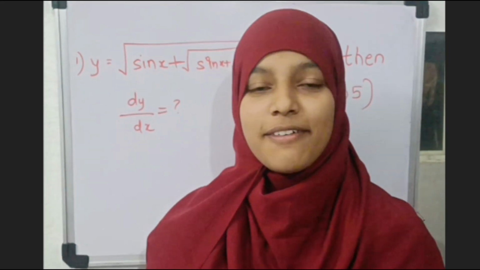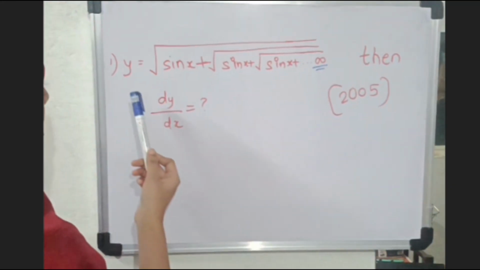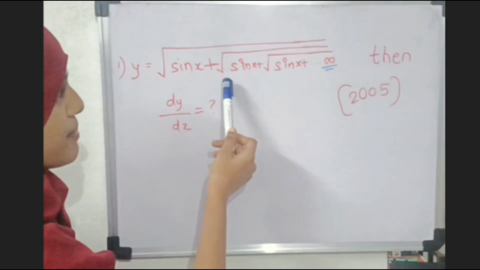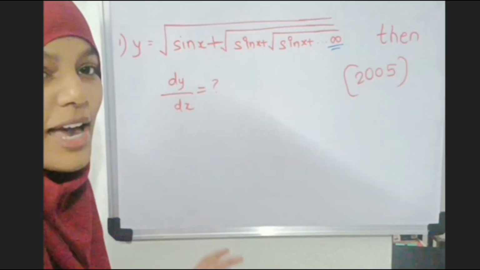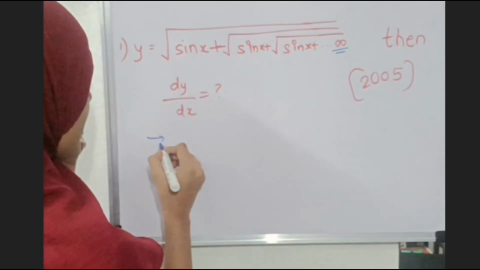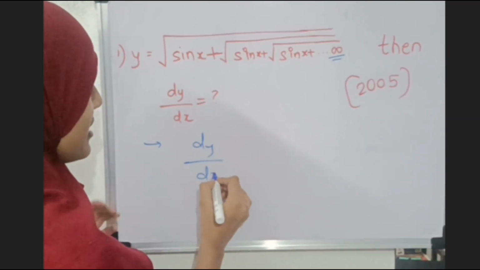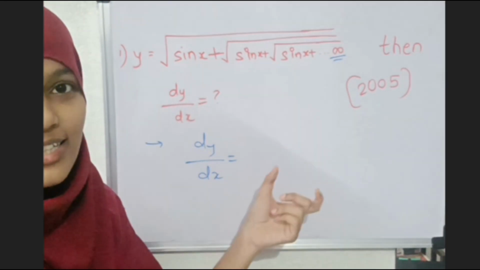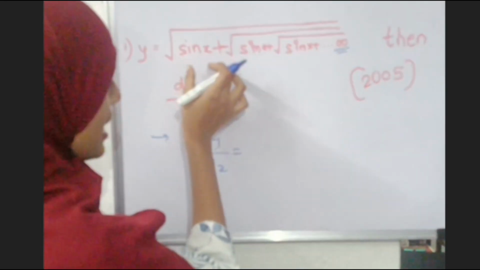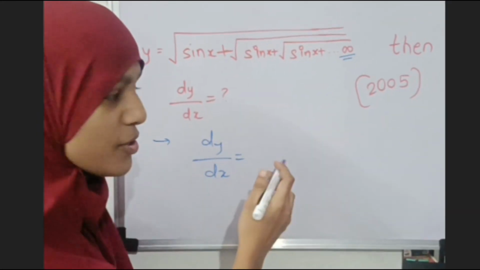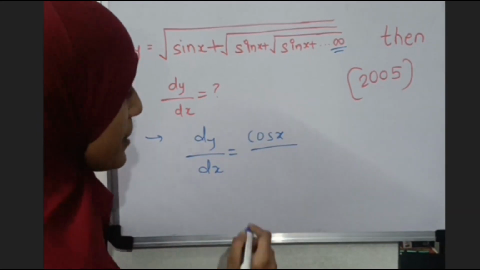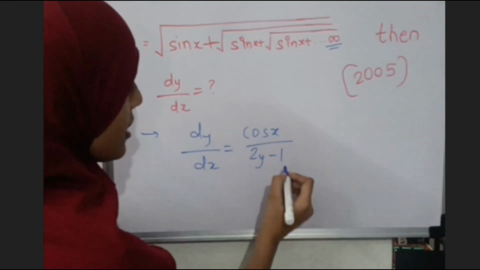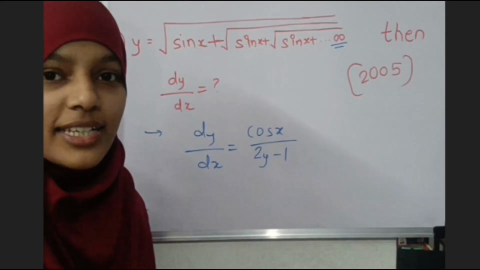So let's move towards our first question. y = √(sin x + √(sin x + √(sin x + ... up to infinity. Then we have to find dy/dx. Just now we have learned a trick that we have to take the differentiation of sin x on the upper side. What will be the differentiation of sin x? We know that it is cos x, and in the denominator we take 2y minus 1. So we got the answer within 30 seconds.